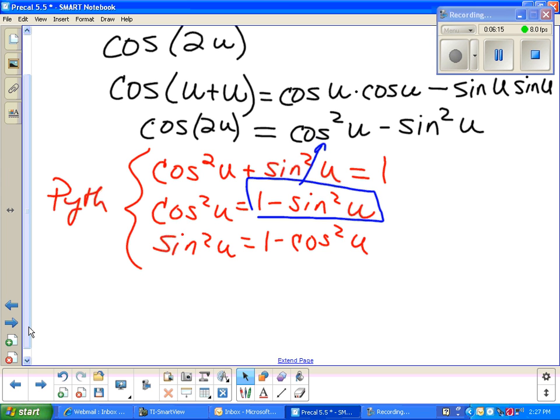Okay? So I'm going to replace cosine squared with 1 minus sine squared u. It comes right out of the Pythagorean theorem identity of cosine squared plus sine squared equals 1. Now, it may not look easier, but it really will be.